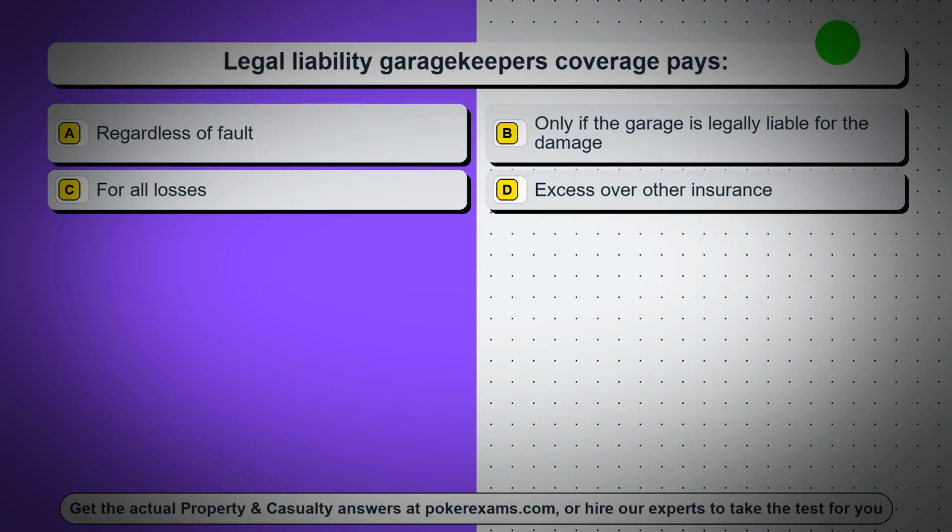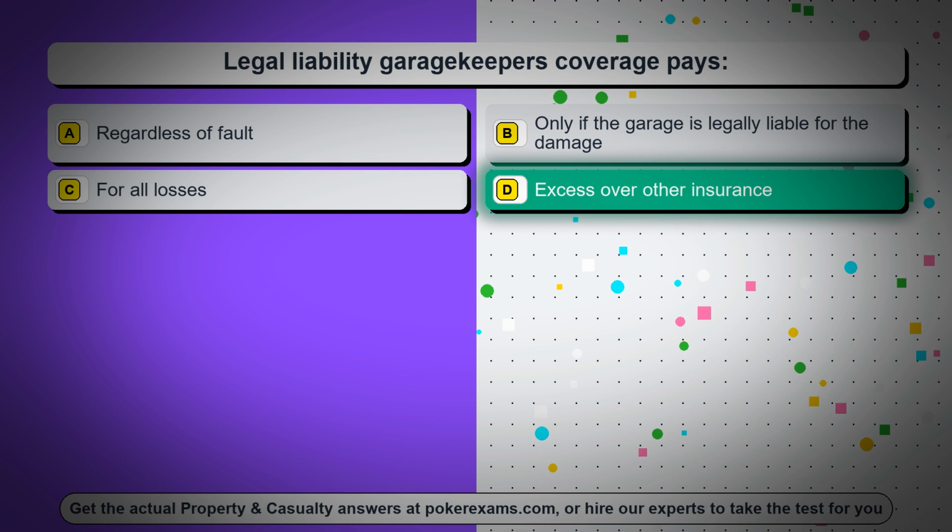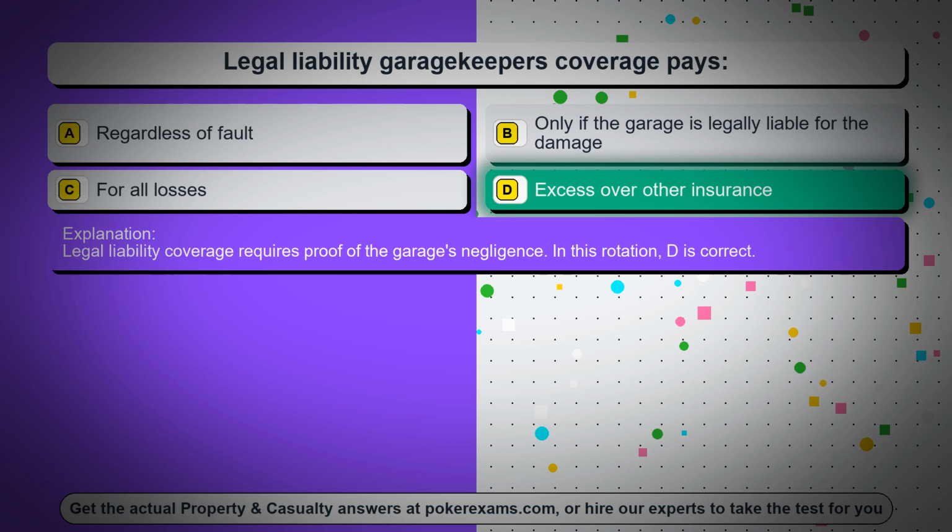Question 99. Legal liability garagekeeper's coverage pays: Option A, regardless of fault. Option B, only if the garage is legally liable for the damage. Option C, for all losses. Option D, excess over other insurance. The correct answer is option D, excess over other insurance. Legal liability coverage requires proof of the garage's negligence. In this rotation, D is correct.